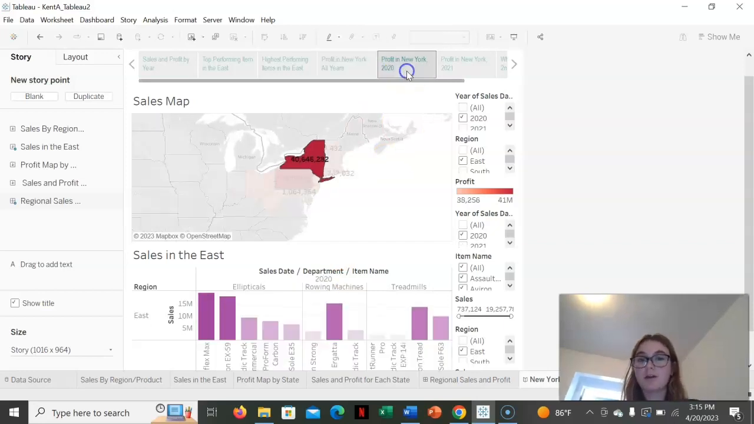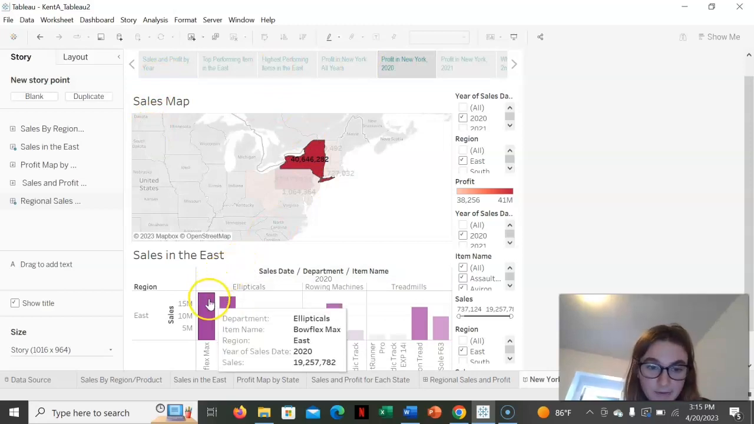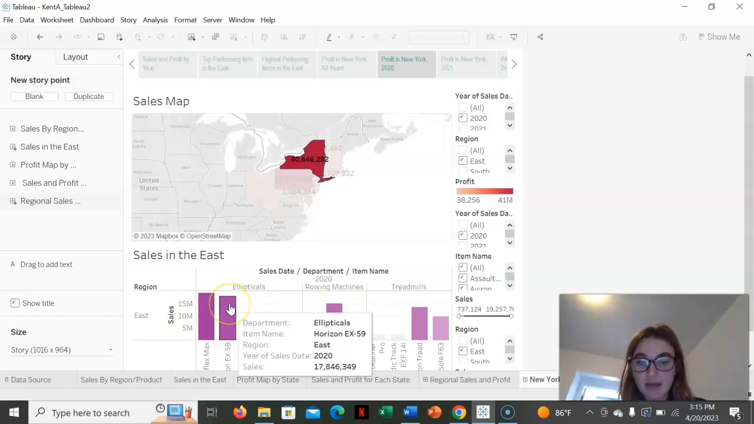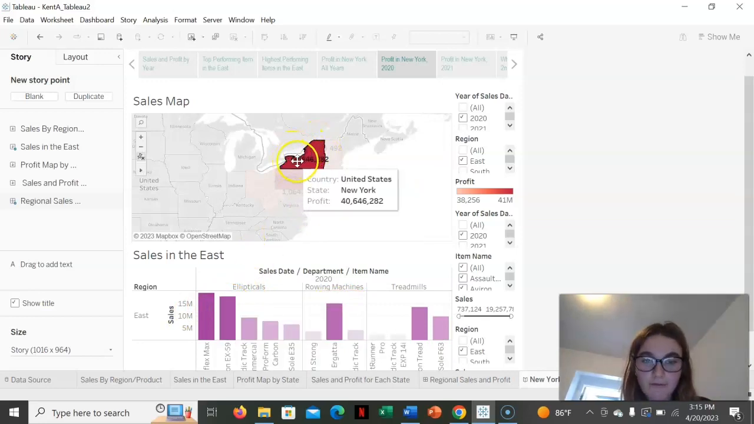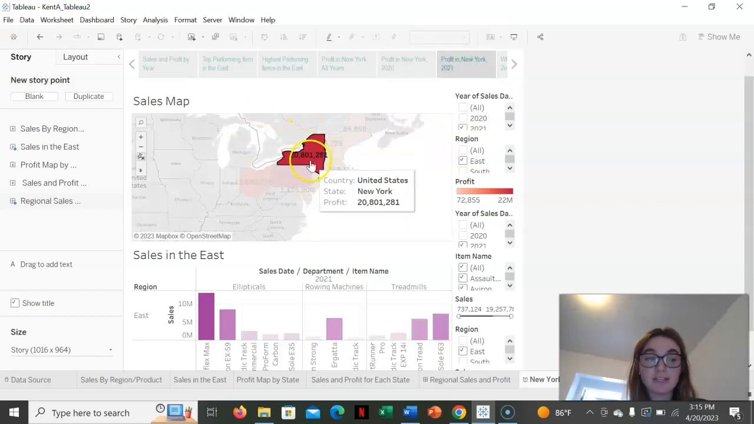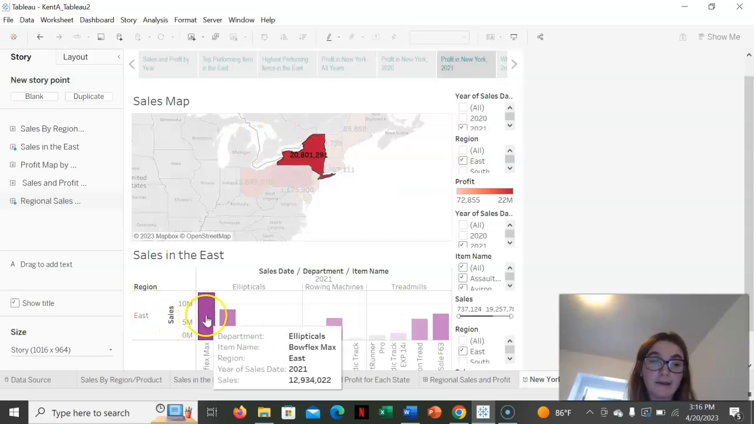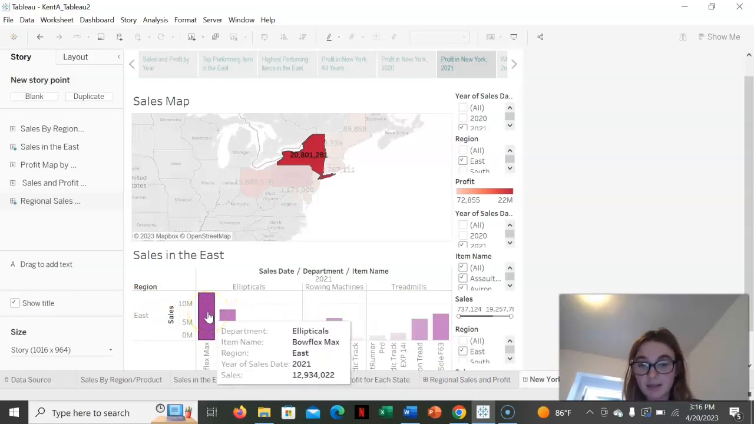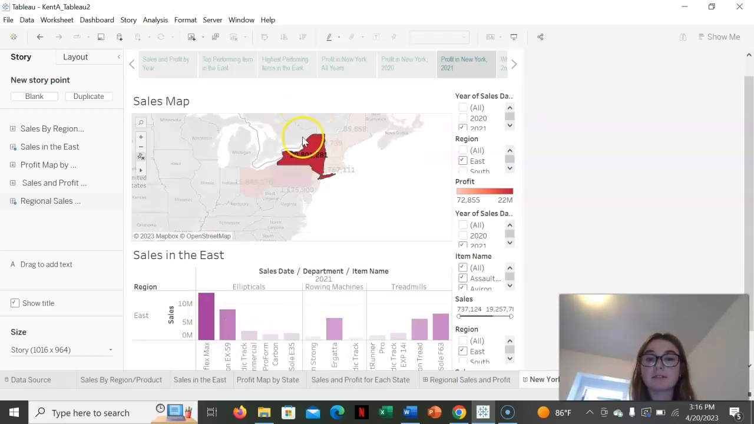So then I wanted to look for 2020 and looked further into that. And you could see this is like an up close visual of 2020, the Bowflex Max having that. And also keep note of the profit here, because when I switch over to 2021, the profit decreased by 50%. So there's some factor that made the profit decrease. And Bowflex Max still remains the highest selling product and still a good profit number for New York.